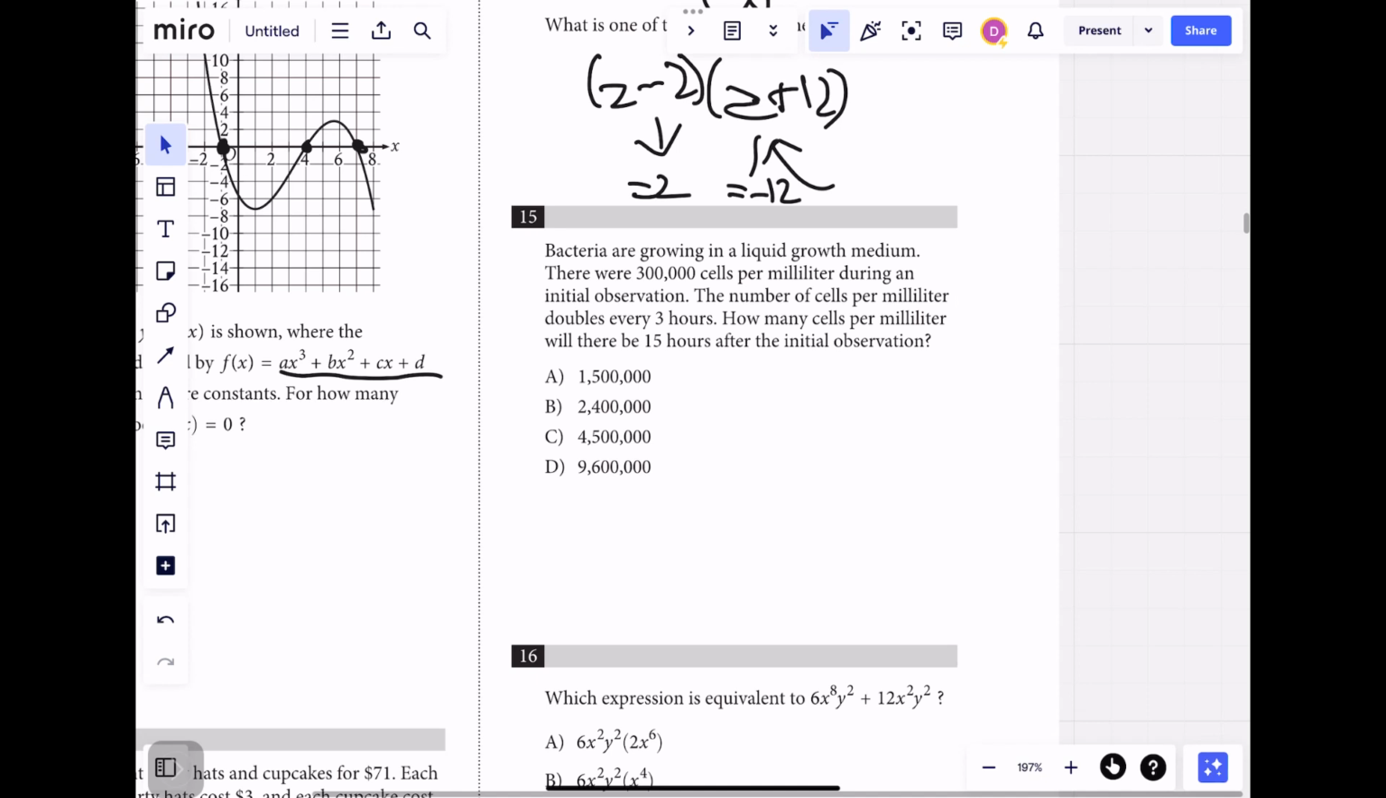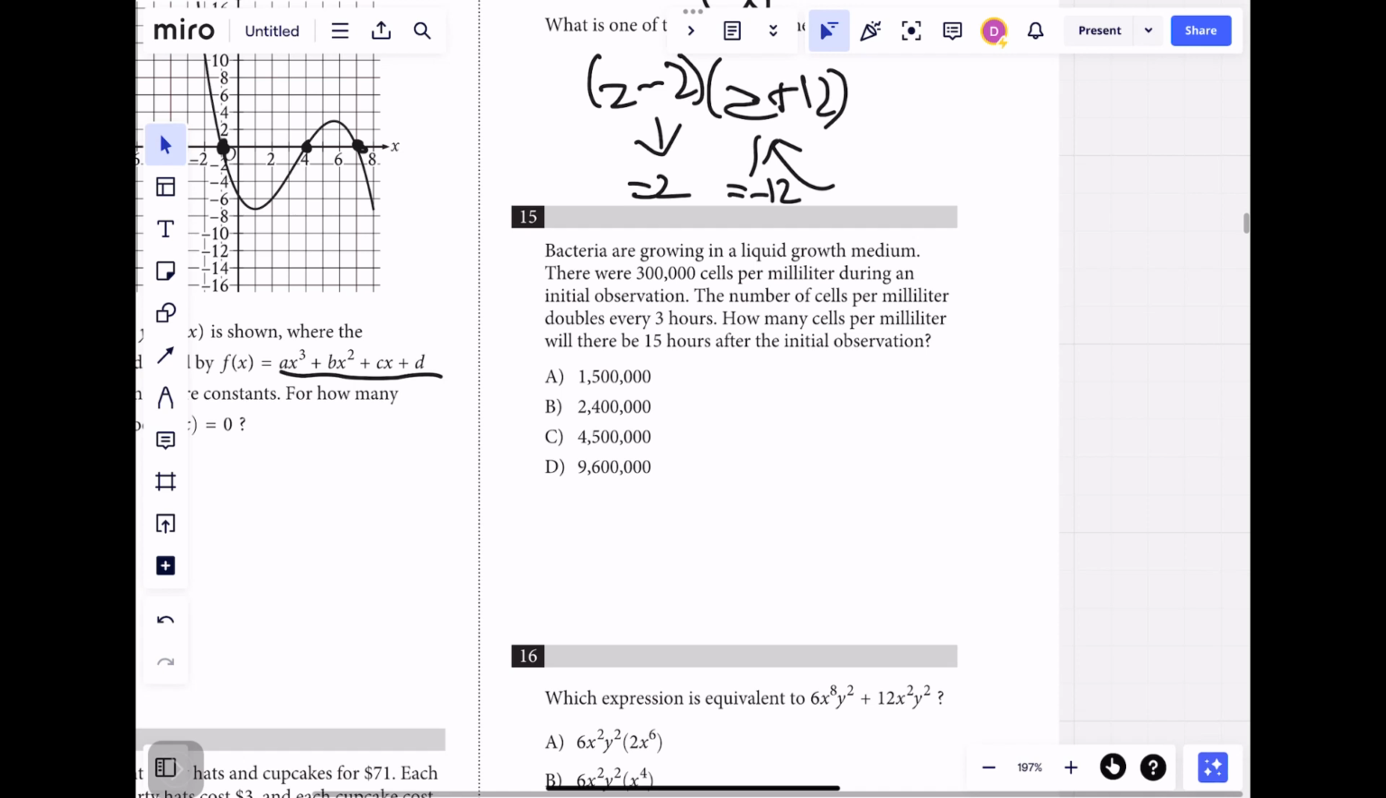Bacteria are growing in a liquid growth medium. There are 300,000 cells per millimeter during an initial observation. The number of cells per millimeter doubles every 3 hours. How many cells per millimeter will there be 15 hours after the initial observation?